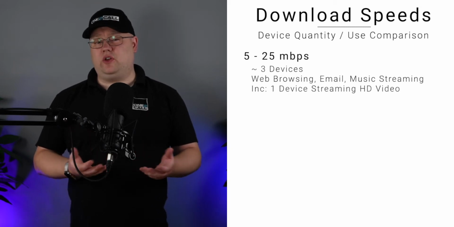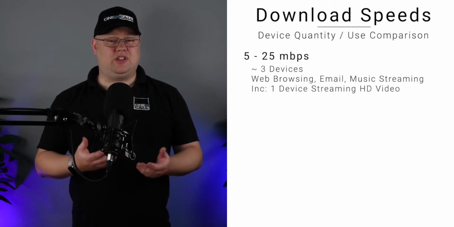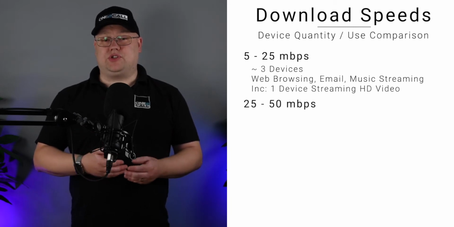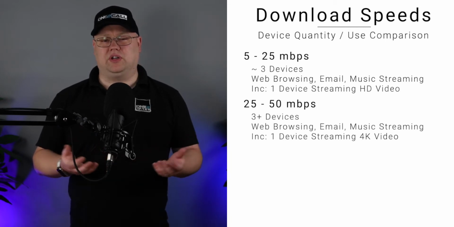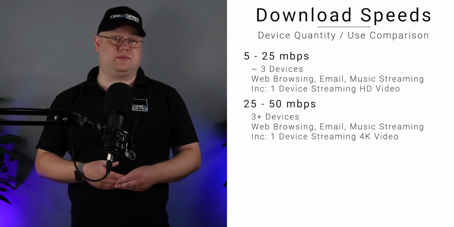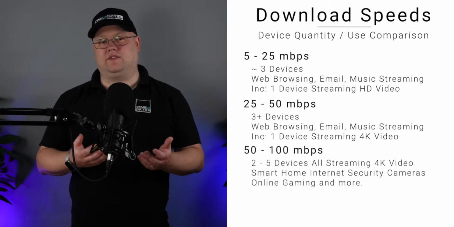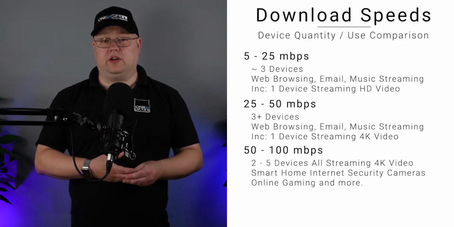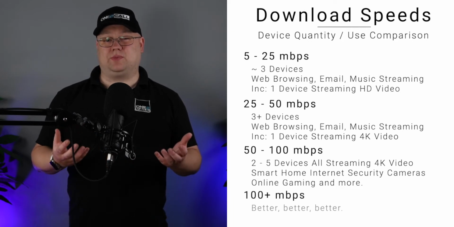Places with a download speed of between 5 and 25 megabits per second will usually be fine to access the internet on a few devices simultaneously for web browsing, email, music streaming, HD video streaming, and so on. With a download speed of between 25 and 50 megabits per second, that will expand to 3 or more devices simultaneously, including 4K video streaming on at least one of those devices. At 50 to 100 megabits per second, this will be suitable for 2 to 5 simultaneous devices, streaming 4K video, gaming, smart home security cameras, and a whole lot more. And the scale goes up exponentially from there.